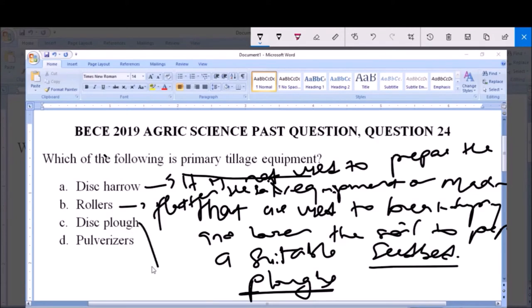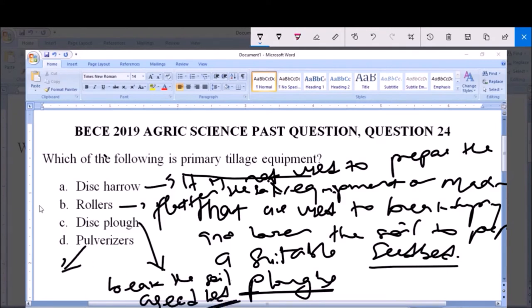Now see here, it says disc plow. Like I told you, plows are the primary tillage equipment. This disc plow is a type of plow that is used to break open the soil, to loosen it and prepare it as a seed bed. Pulverizers, on the other hand, are tools that are used to shatter compacted ground and break chunky soil. If you have compacted soils, pulverizers are used to break these compacted soils.